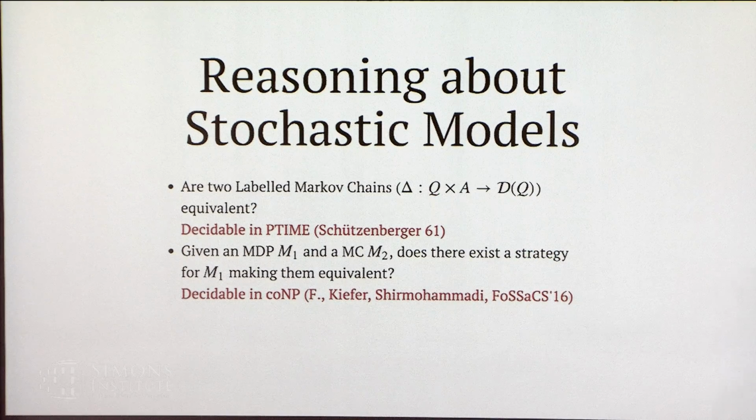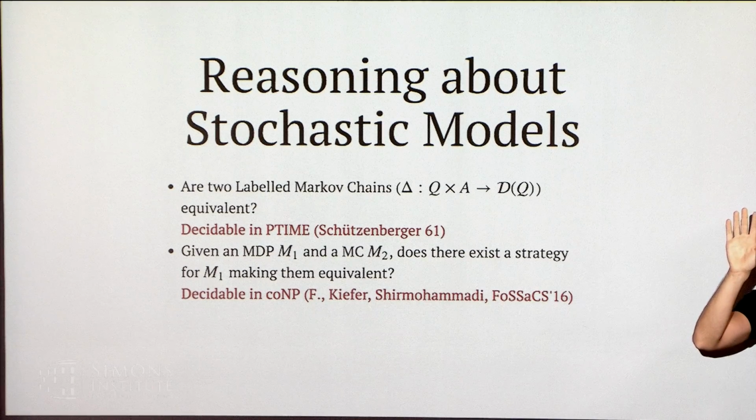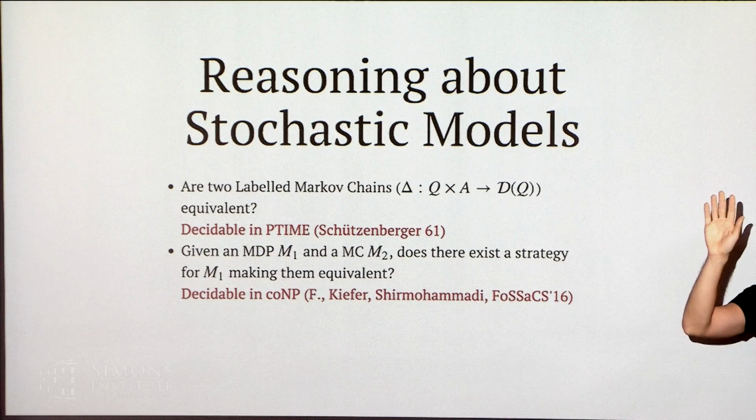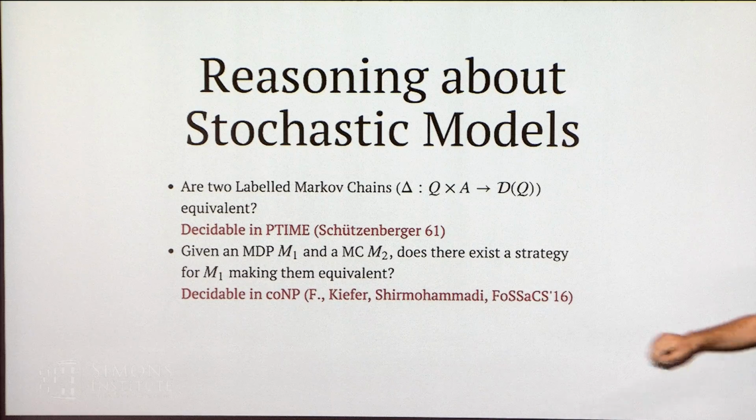So I give you an MDP, meaning that I have to give you a strategy. And I'm giving you a Markov chain, so it doesn't come with any strategy. And I'm asking, can I find a strategy for the first one that makes them equivalent? Meaning that if I fix this strategy, then those two Markov chains now are equivalent. It generalizes this question.